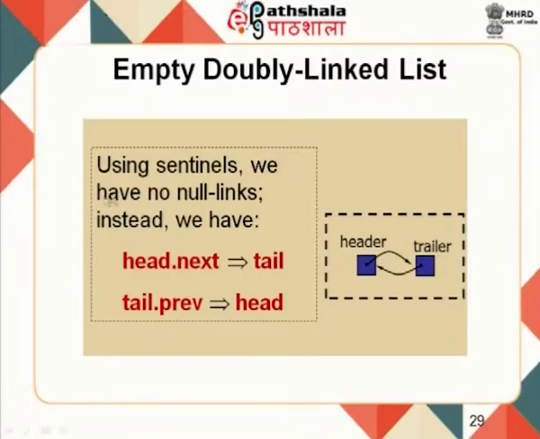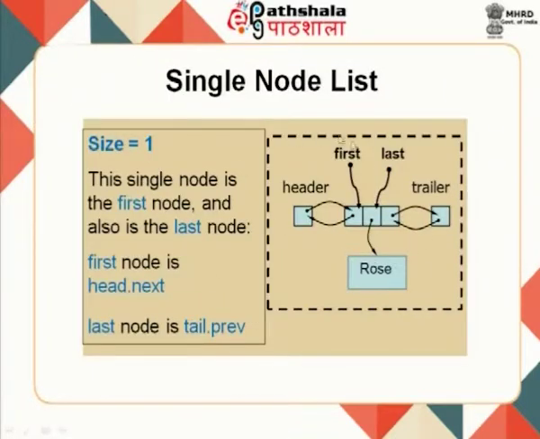Using sentinels, we have no null links. Instead, we have head dot next is equal to trail, and trail dot previous is equal to head. Now, this is a doubly linked list with a single node in the list. This single node is the first node. It is also the last node. The first node is header dot next, and the last node is the trailer dot previous.